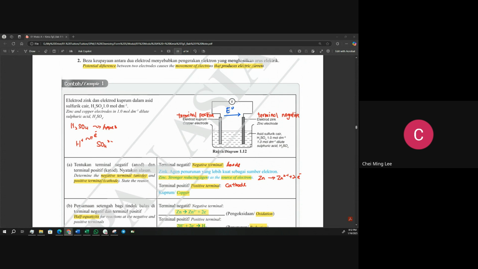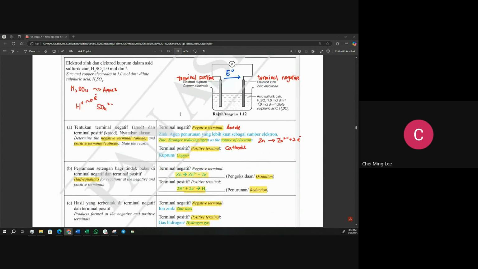Normally they will use dilute acid as the aqueous solution, because when acid is ionized in aqueous solution, it will release hydrogen ions and SO4, which is very convenient for the movement of electrons. So now, the negative terminal, the anode, and the positive terminal, the cathode.